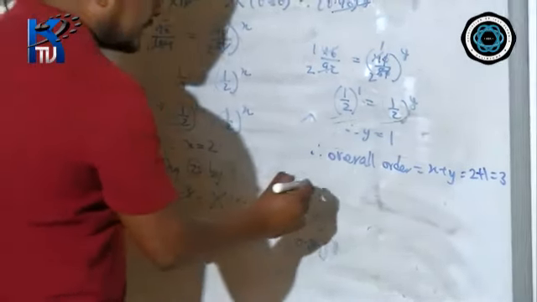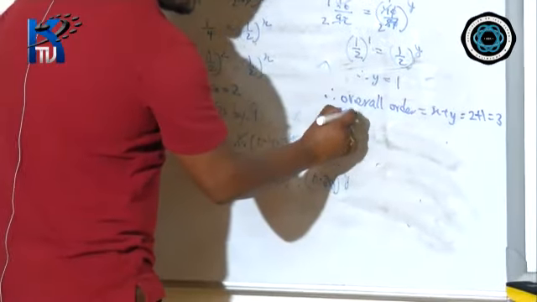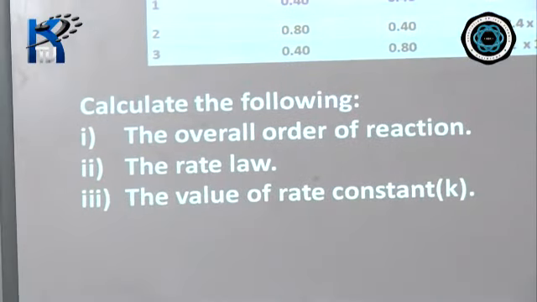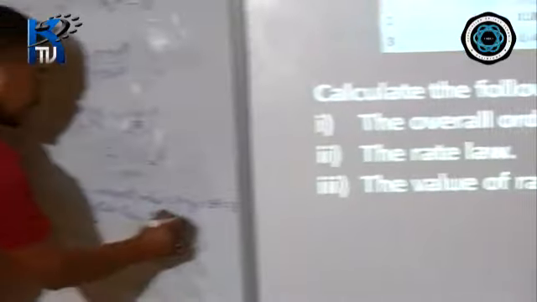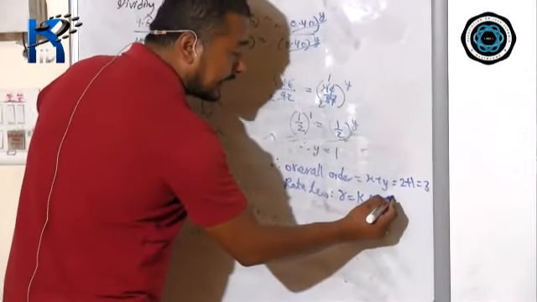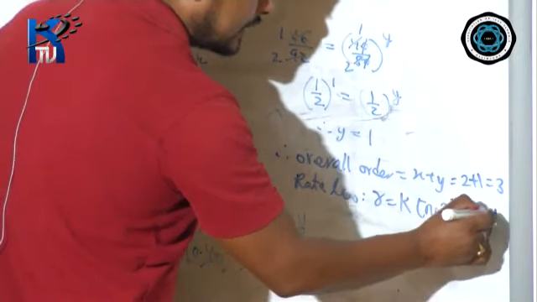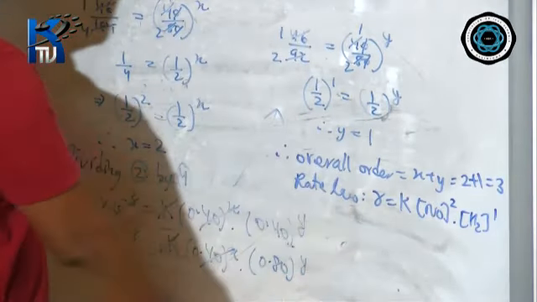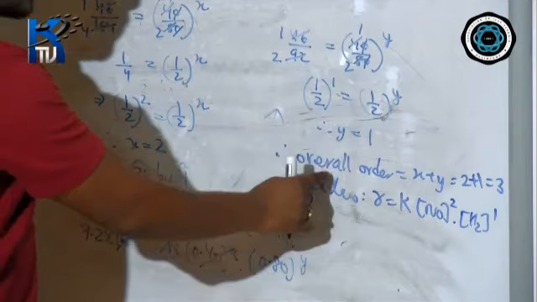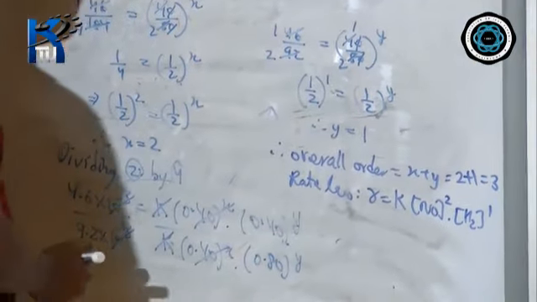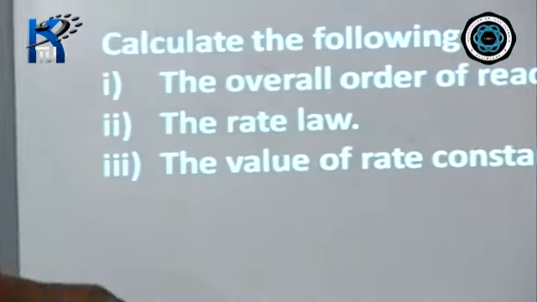3. Next they have asked you to find the rate law. What we supposed earlier, there you have to put the value of x and y. So R is equal to k NO to the power x, and x came 2, into H2 to the power of y, and y came 1. So this gives you the rate law. So we got the overall order, we got the rate law. Now you have to find the value of rate constant.